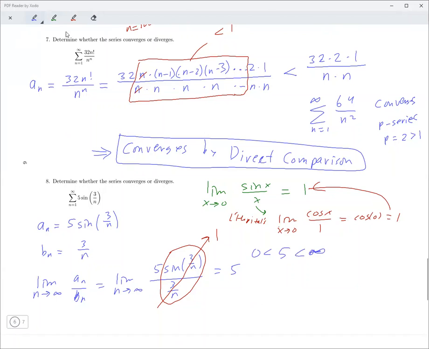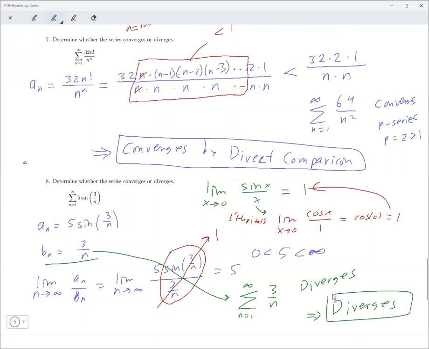Okay, now if I look at the series with these terms, does that converge or diverge? That diverges. Yes, this one diverges. It's the p series with p equal to 1, the harmonic series, so it diverges. So the answer is diverges. That means this series here diverges by the limit comparison test.